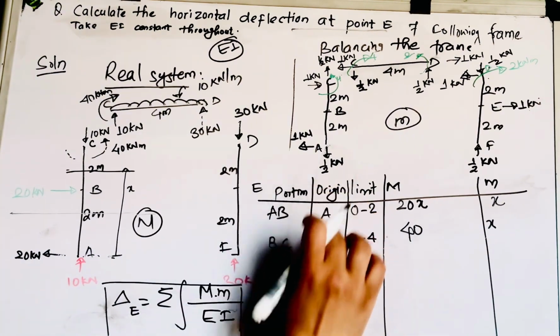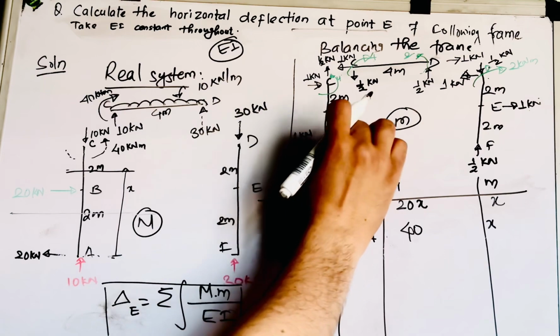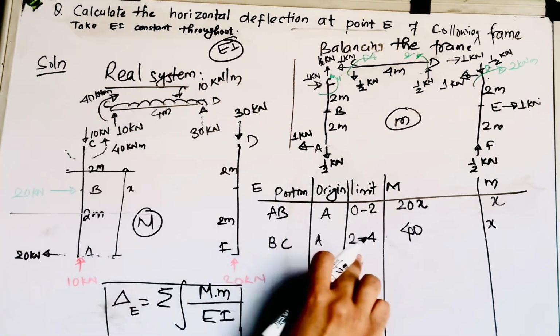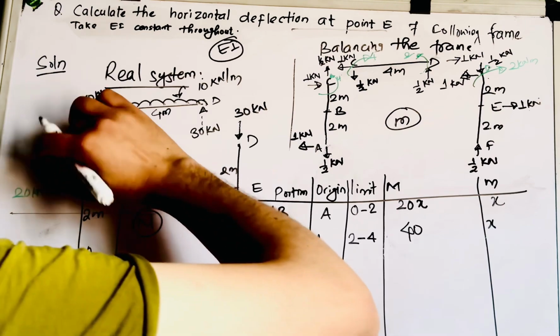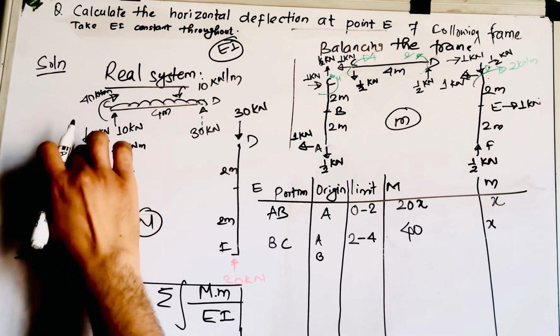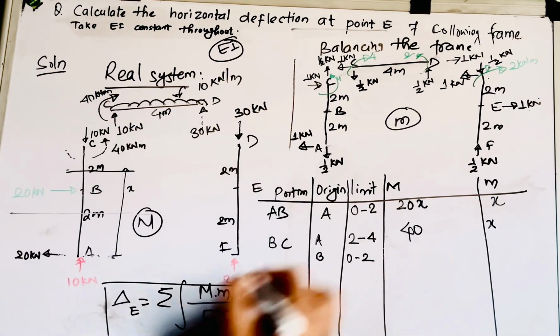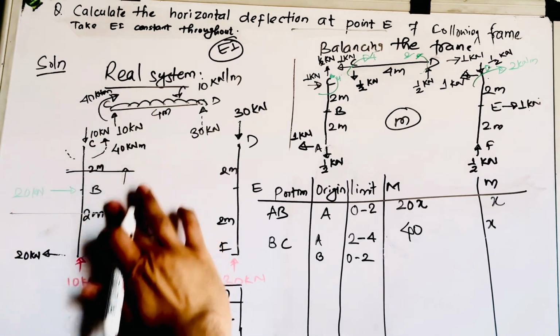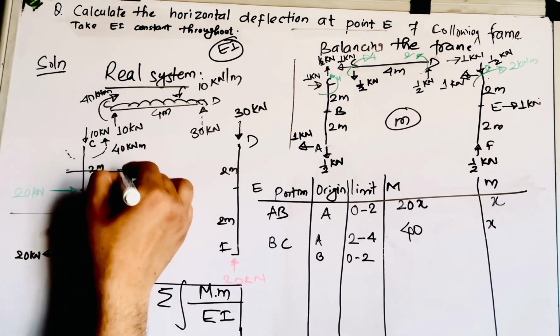I assumed this as the origin like this. You can also make the origin not A but B. If you make the origin B, there will be a change here. If you assume x from B, then x will go from x equals 0 to x equals 2. In this case, what will be the moment? x will not be from here, in this case x will be from here.